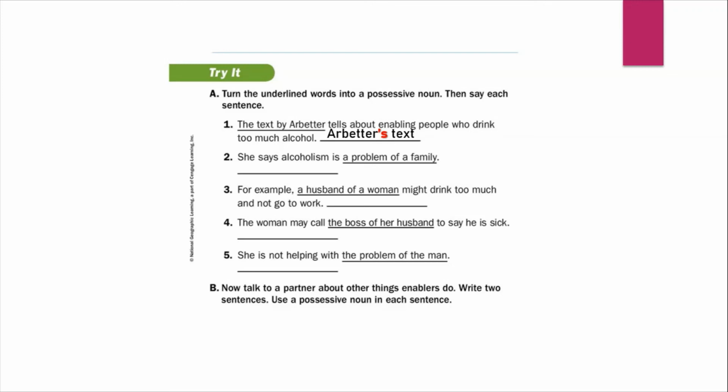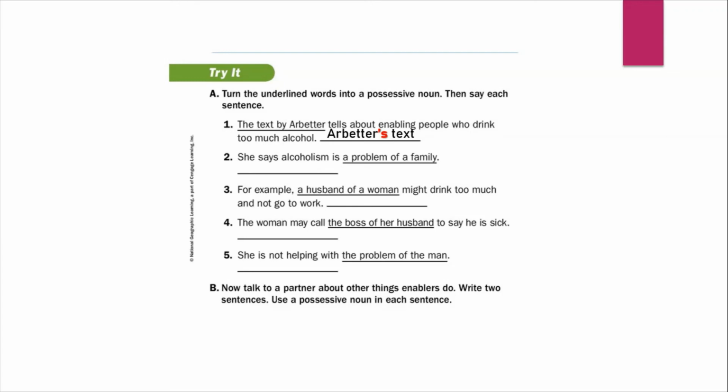How about the next one? For example, a husband of a woman might drink too much and not go to work. So who owns what? In this case, she doesn't own him, but he belongs to her, sort of, right? So woman's husband, right? Okay, so let's look at number 4. The woman may call the boss of her husband to say he is sick. So who belongs to what or who owns what? The husband's boss, right? So husband's apostrophe S boss, right?